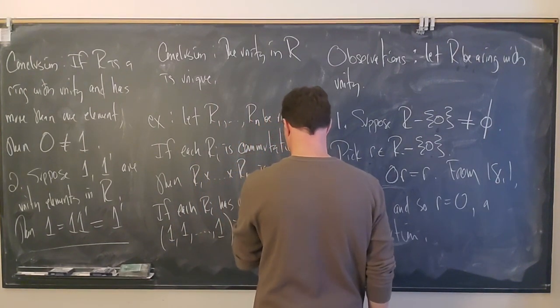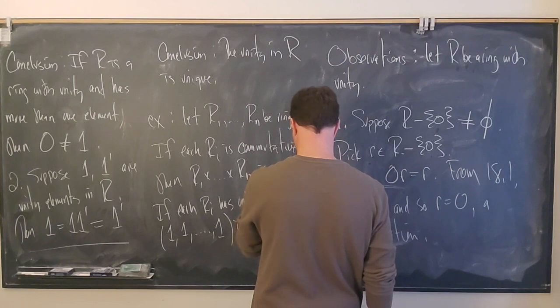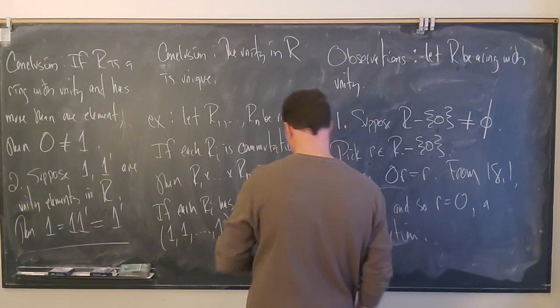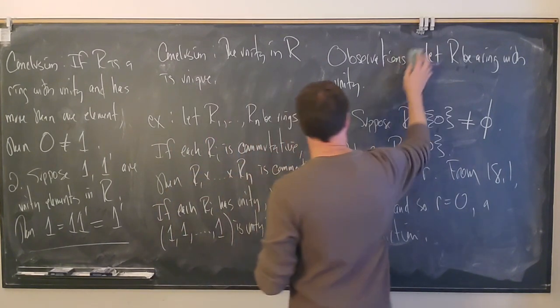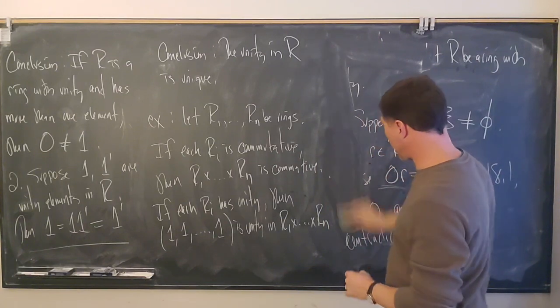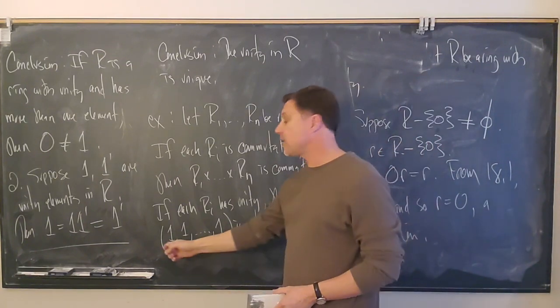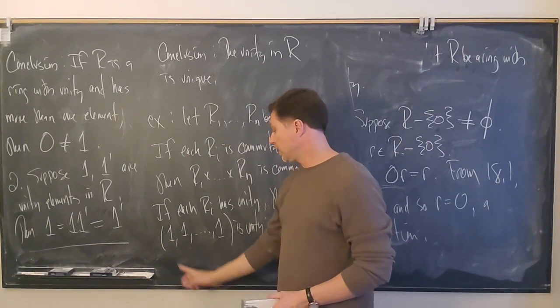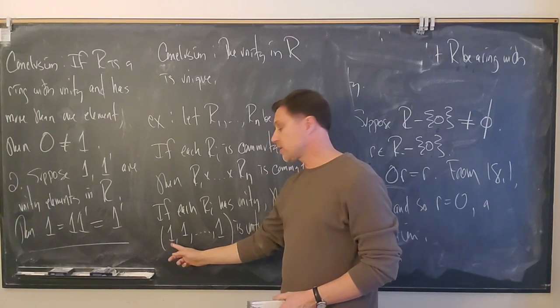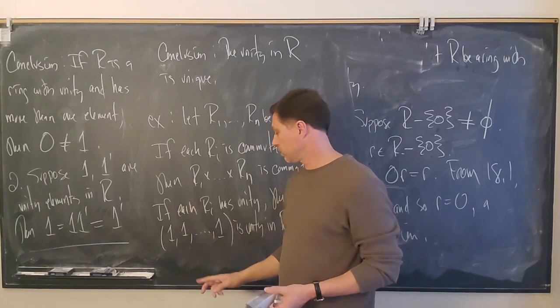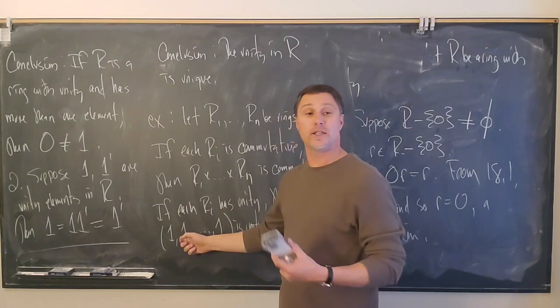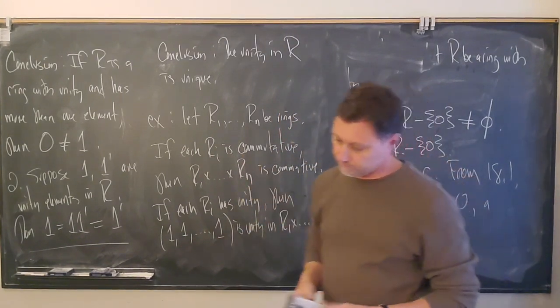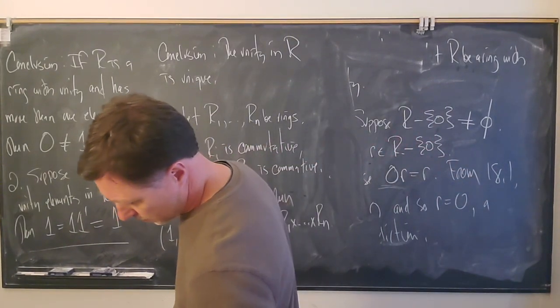in the direct product R1 cross ... Rn. And here, be careful, I do not necessarily mean the number 1 here. That first 1 right here is unity in R1. The second 1 right here is unity in R2, and so on.